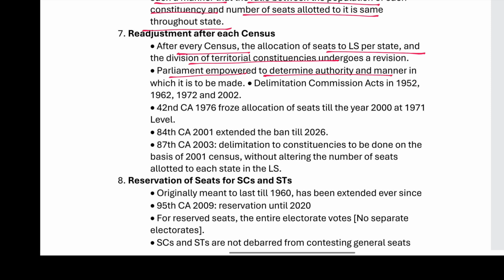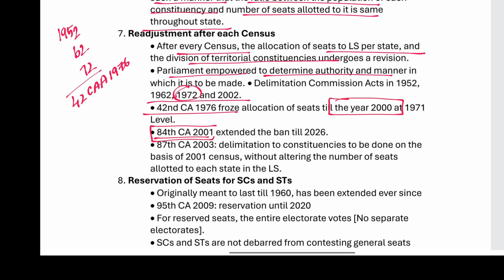The Delimitation Commission has been from the 1950s, right? 1952, 1962, 1972, and the 42nd Constitutional Amendment Act of 1976 froze it till 2000. Now the ban has been extended till 2026 by the 84th Constitutional Amendment Act of 2001.